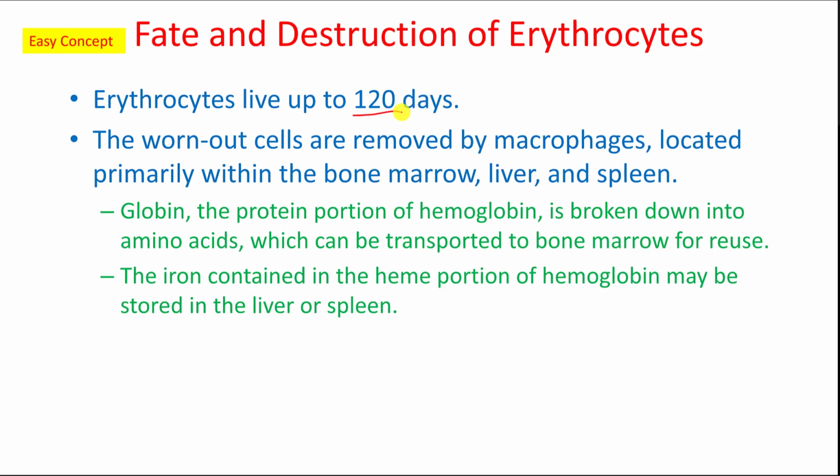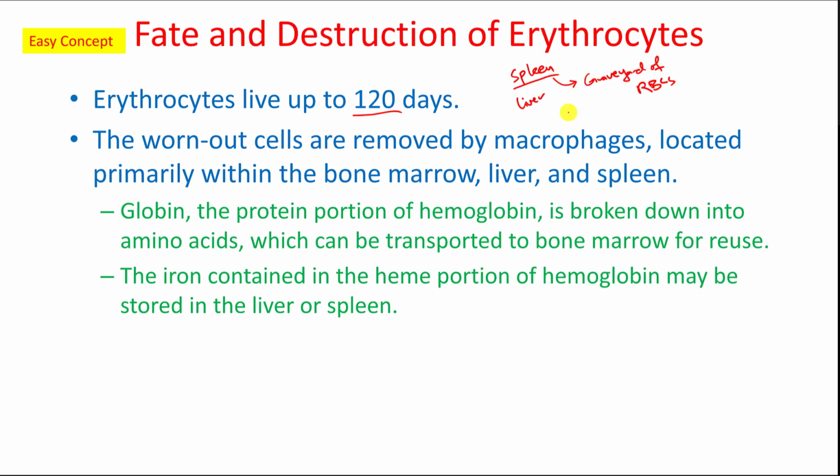So every 120 days we have a turnover of the red blood cells. However, this is a continuous process. That's why we don't feel it. Those worn out red blood cells, or aged red blood cells, will go to the spleen or to the liver, but mainly to the spleen. The spleen is the graveyard of the red blood cells.